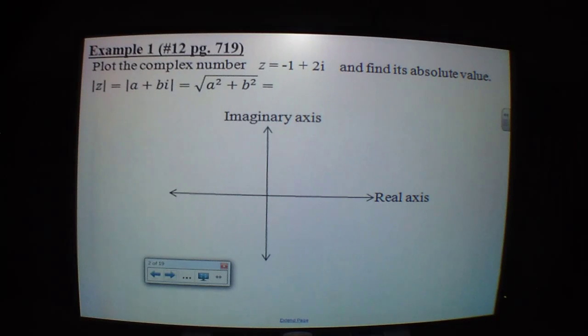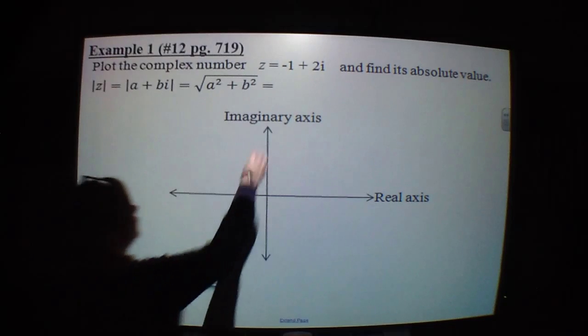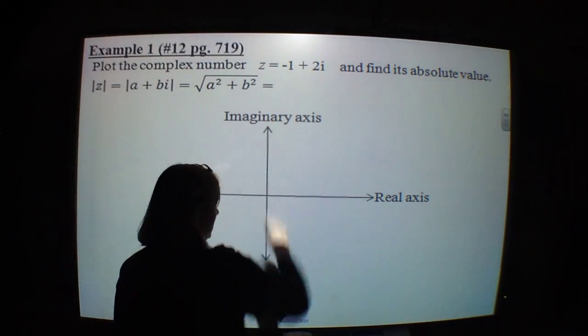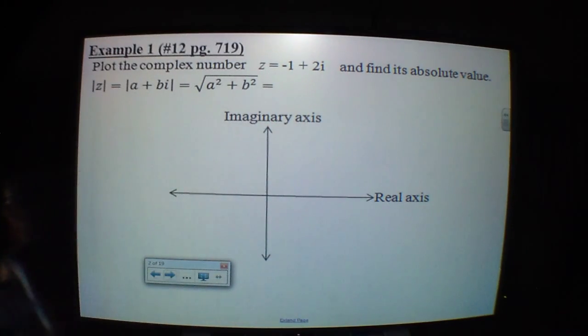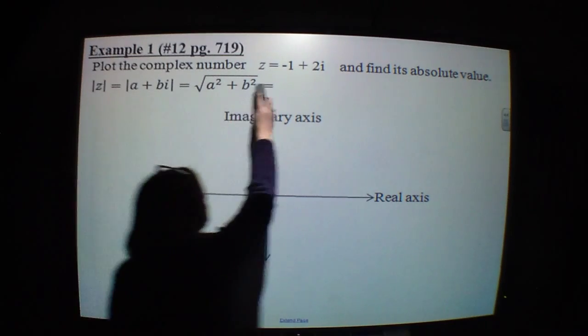The definition of finding the absolute value would be the first one squared plus the second one squared, take the sum and then the square root. So here my a is -1, my b is 2. -1 squared is 1, 2 squared is 4, 4 plus 1 is 5, so it's the square root of 5.